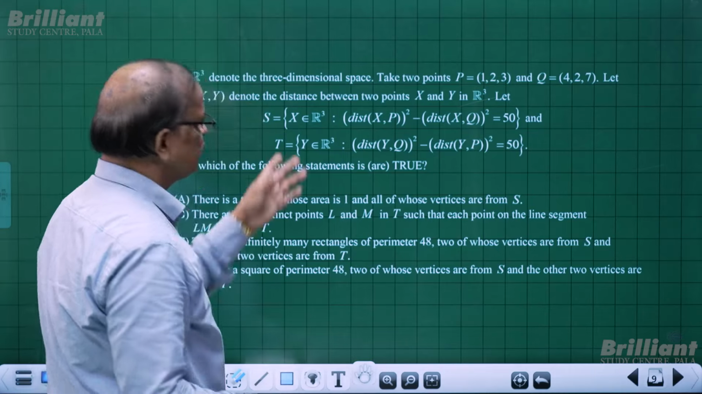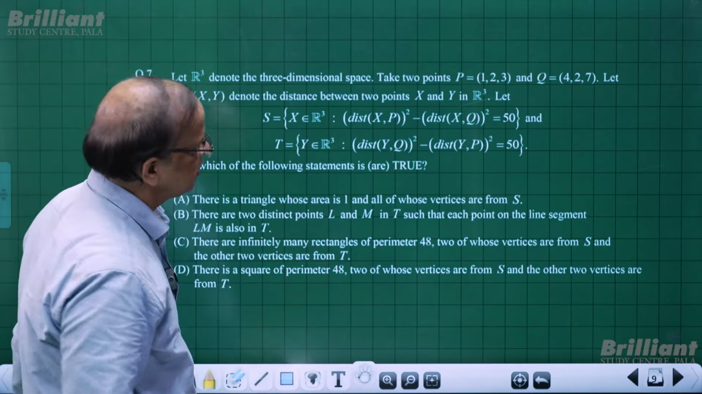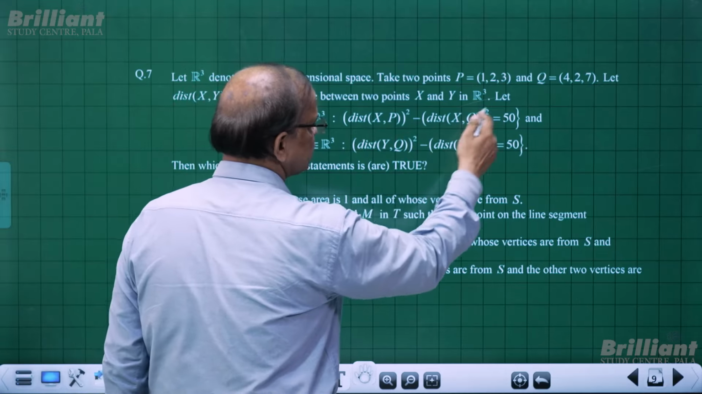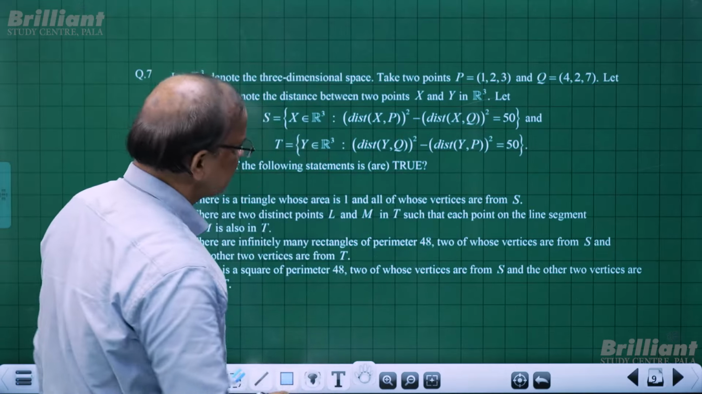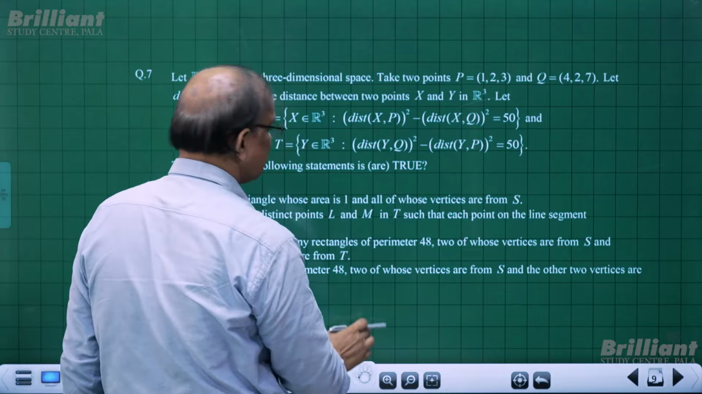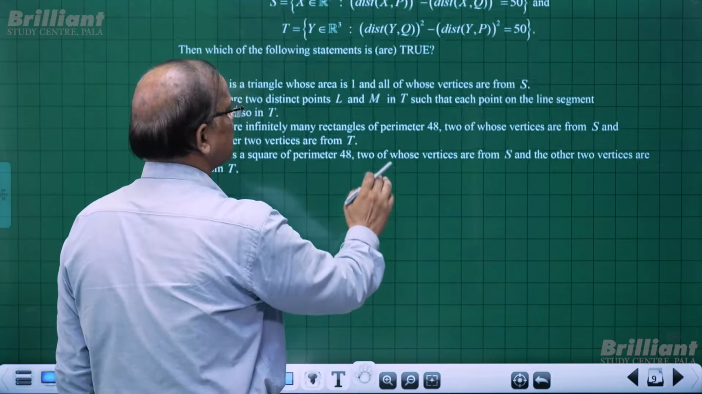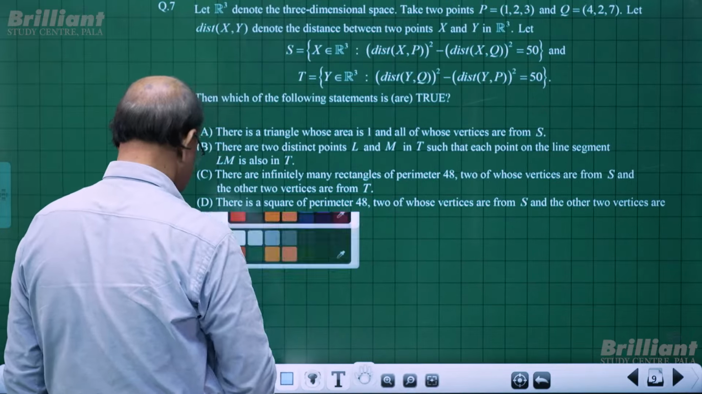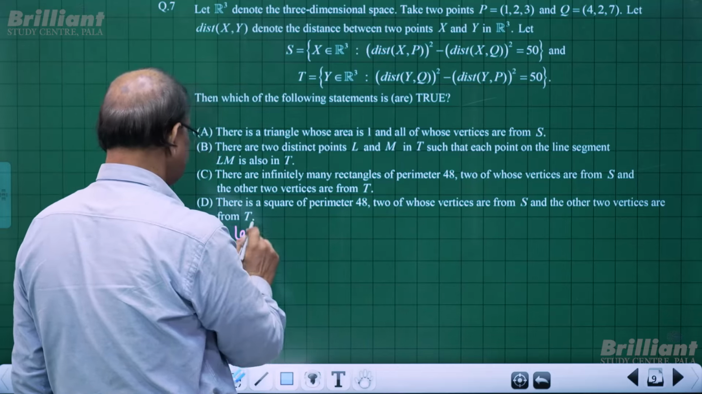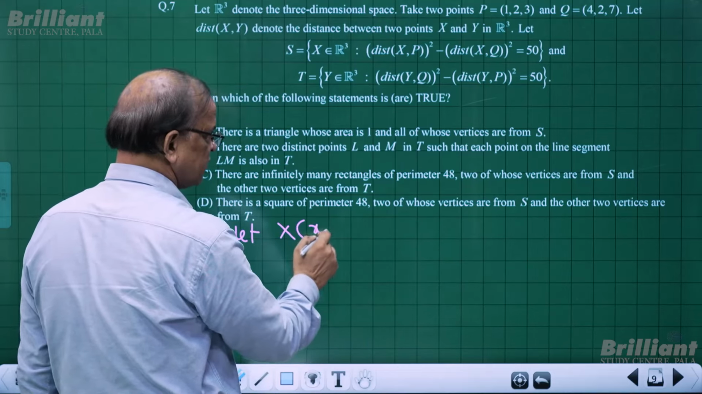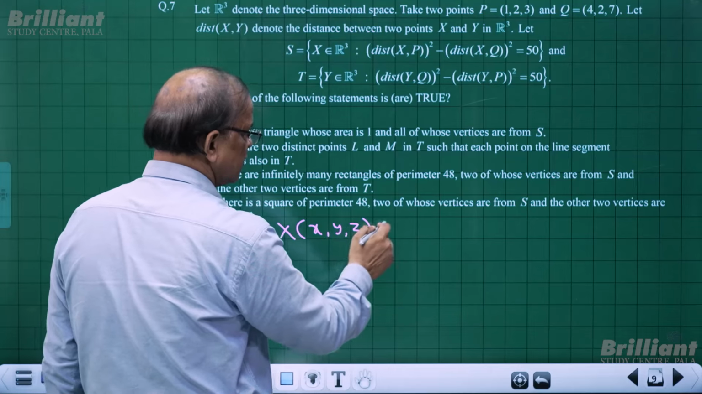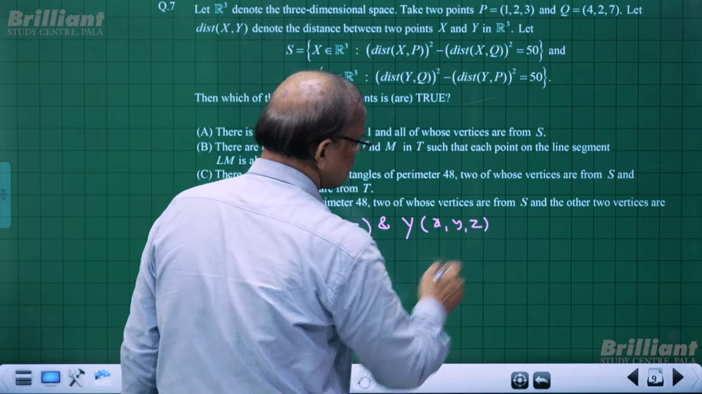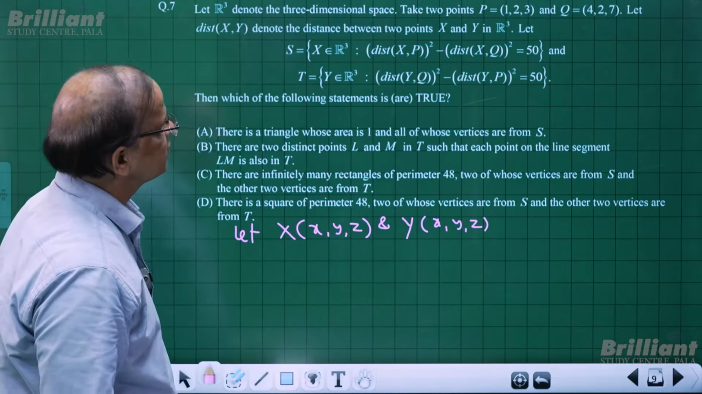So, P is (1, 2, 3). First we will write S. S is what? The set of points X where the distance from X to P squared minus the distance from X to Q squared is 50. Let X be some (x, y, z), because these are locus points.